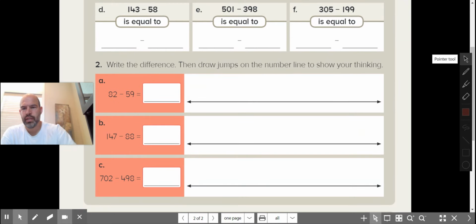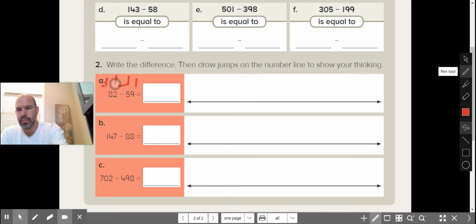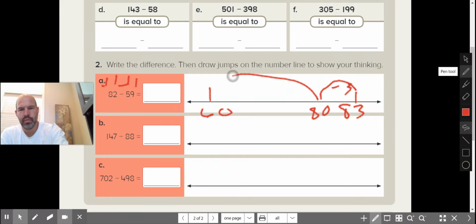And then right below it, this is where you would use the number line, and you would change up those numbers. So again, if we add 1 to this side, we're going to add 1 to this side. So we would start here at 83 now, and we're going to 60. All right, so if we jump back 3, that would be 80, so minus 3, right? And then we jump back 20, right? So 20 plus 3 is 23 is our answer.